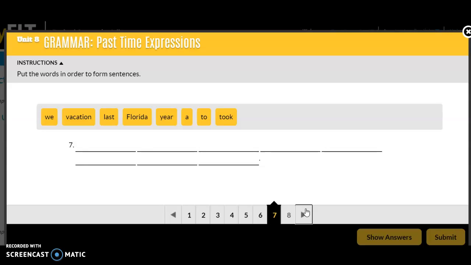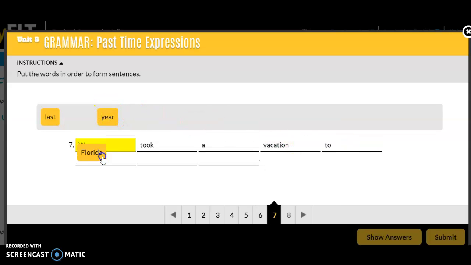Okay, if you need more time, pause. The answer is subject, we took, verb, what did we take? We took a vacation to Florida last year. We took a vacation to Florida last year. Again, the time expression can go at the beginning also. Last year, we took a vacation to Florida.